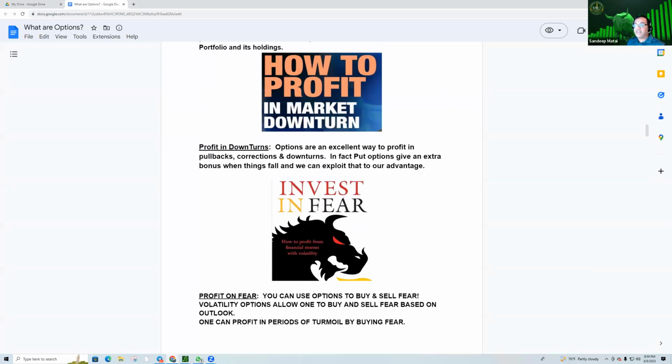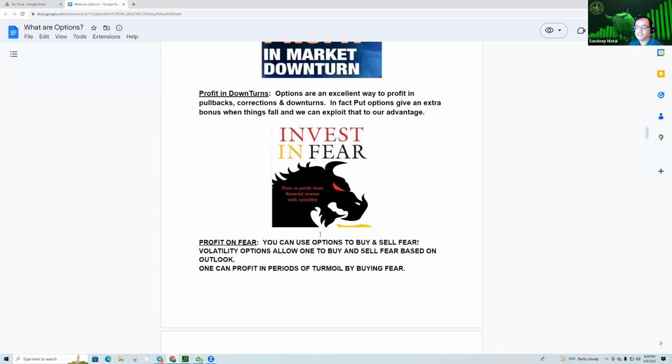Another thing is you can invest in fear. You can actually buy fear. If you don't know that, you can profit on the fear. You can use options to buy and sell fear. Volatility is what it's called. Options allow you to buy volatility, and you can profit in periods of turmoil by buying this fear, and it expands. You buy a fear option, and it's going to expand because fear goes up when markets are falling. Or you can sell fear too. If you think things are calming down, I sell volatility options, and then I profit on the drop.